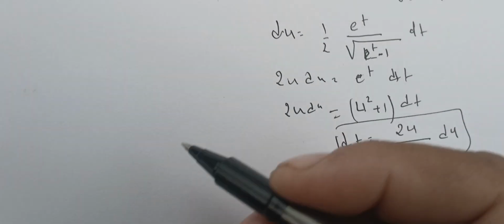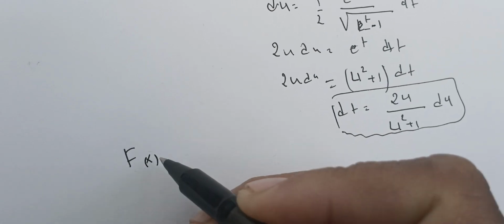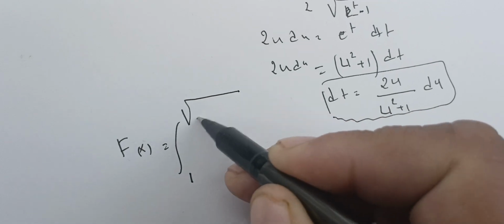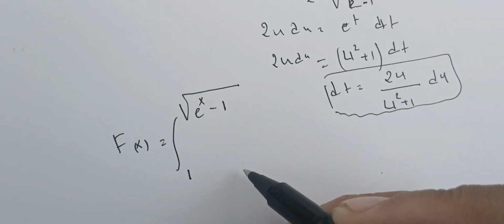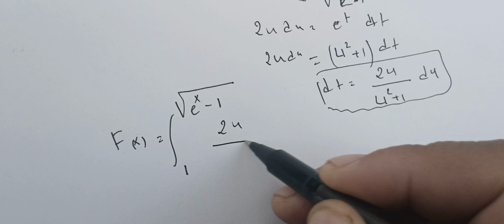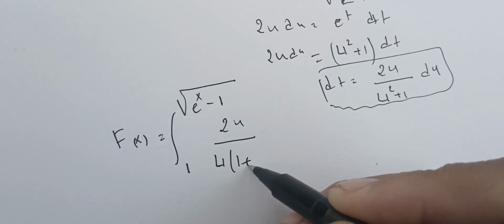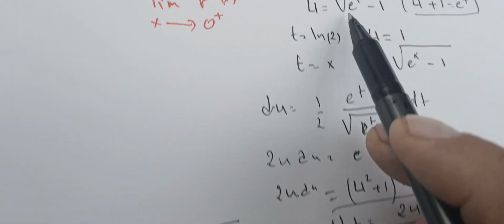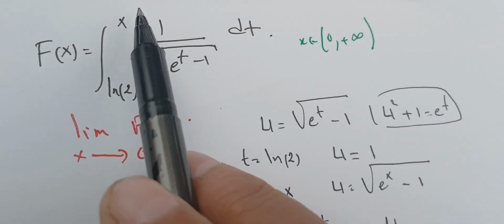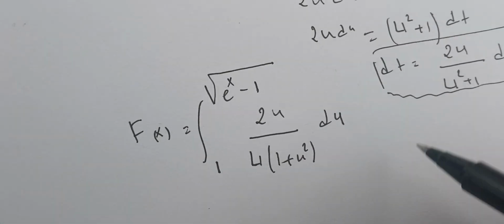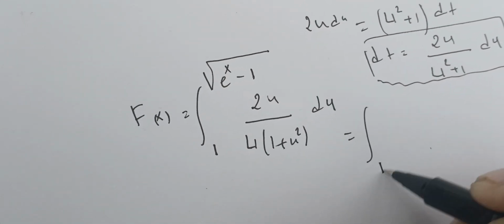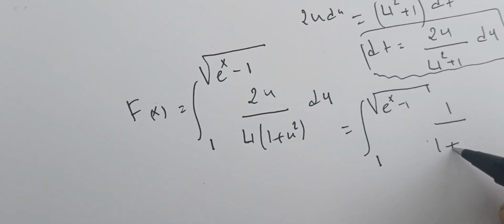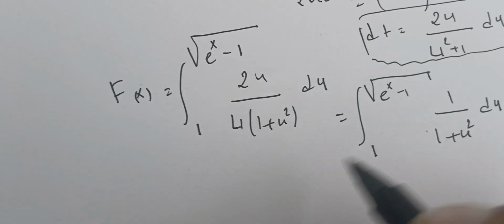So here we can now integrate. F of x is the integral between 1 and the square root of e to the power x minus 1 of 2u over u times 1 plus u squared du. This u is coming from this change here, and we have 1 over that, which means 1 over u. We can simplify one more step here, so it's the integral of 2 over 1 plus u squared du.